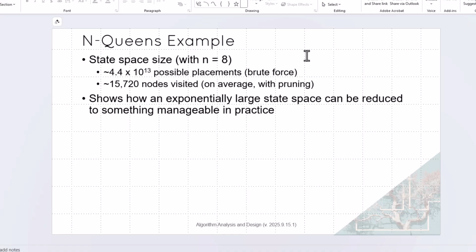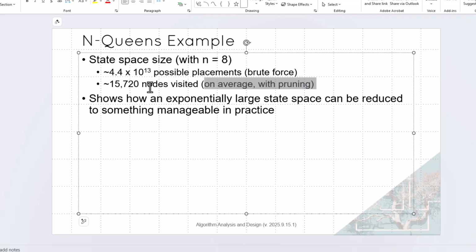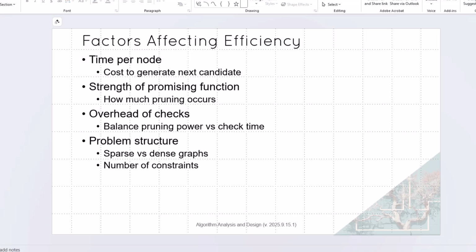The queens problem, the state space size with n equals 8. We saw earlier that there's a whole lot going on, obviously. So it's 4.4 times 10 to the 13 possible placements for brute force. But with pruning, instead of that many possible placements, we would have 15,720 nodes visited on average. Okay, so it shows how an exponentially large state space can be reduced dramatically to something more manageable in practice.